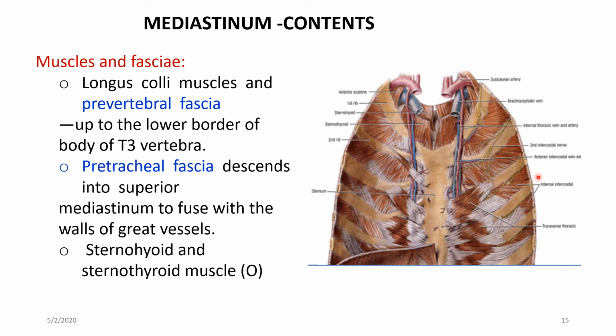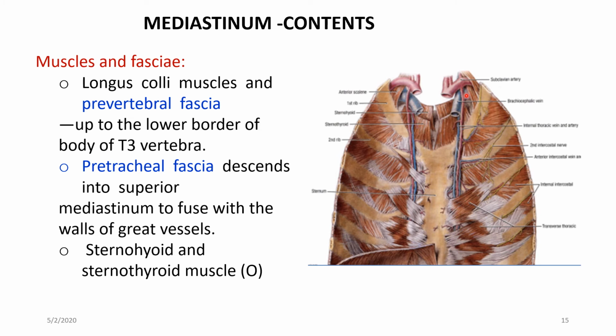And there are the two muscles which are placed anteriorly. They are the sternohyoid and sternothyroid, which take origin from the posterior surface of the sternum. When we studied the osteology of the sternum, we made a mention of these two muscles, sternohyoid and sternothyroid muscles.